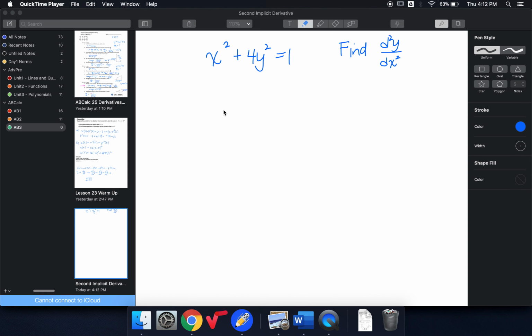I had someone ask if I could make a video on finding second derivatives along with implicit differentiation. And so I'm going to look at that with this equation here. So if I'm going to find the second derivative, well, first I need to find the first derivative.